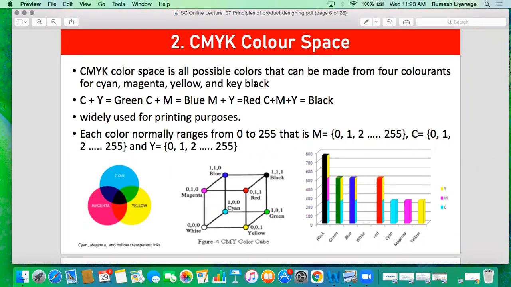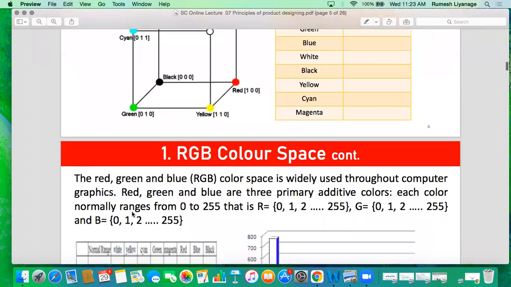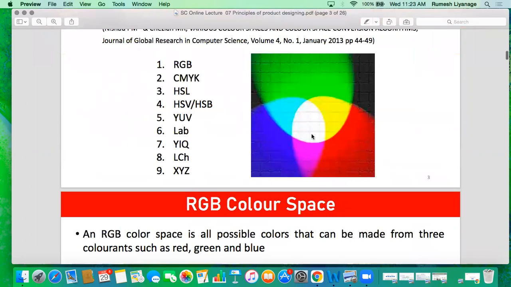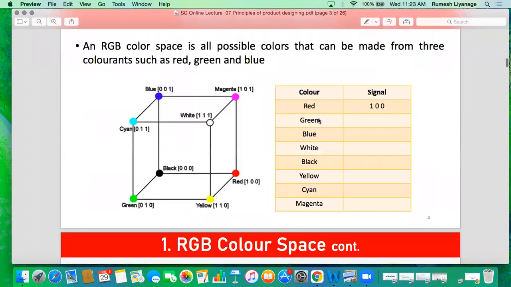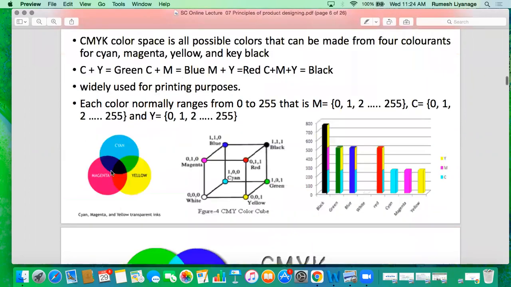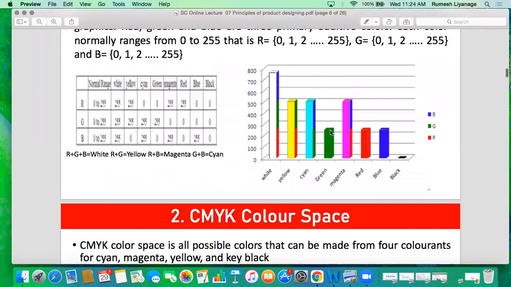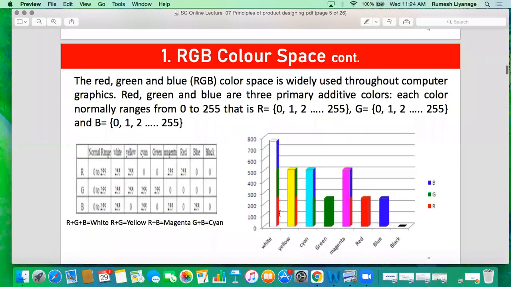K is black, right? Yes, K is black. In the middle color you can see, but in RGB the middle color is white. But in CMYK, you can see the middle color is black, so totally different. And you can compare this in RGB.